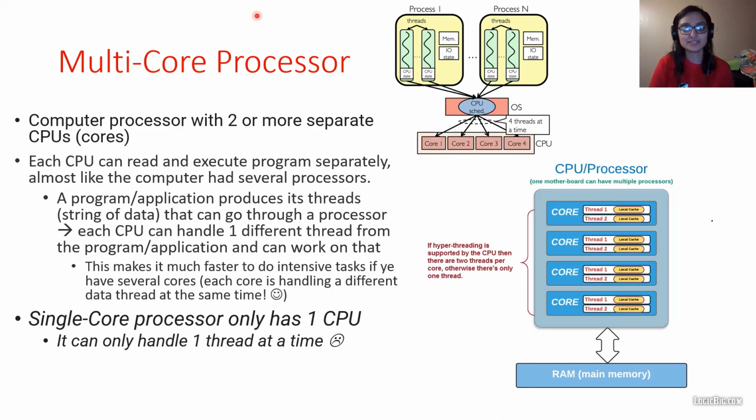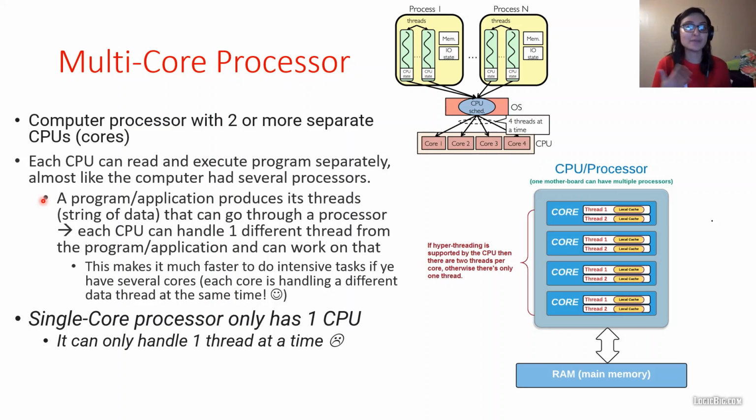So multi-core processors, as we talked about before, are basically computer processors with two or more separate CPUs or cores. And a single processor is a processor that has one CPU and it can only handle one thread at a time. So we're going to talk about what threads are. Each CPU can read and execute programs separately, almost like the computer had several processors. So it can help break down tasks and make them easier to run.